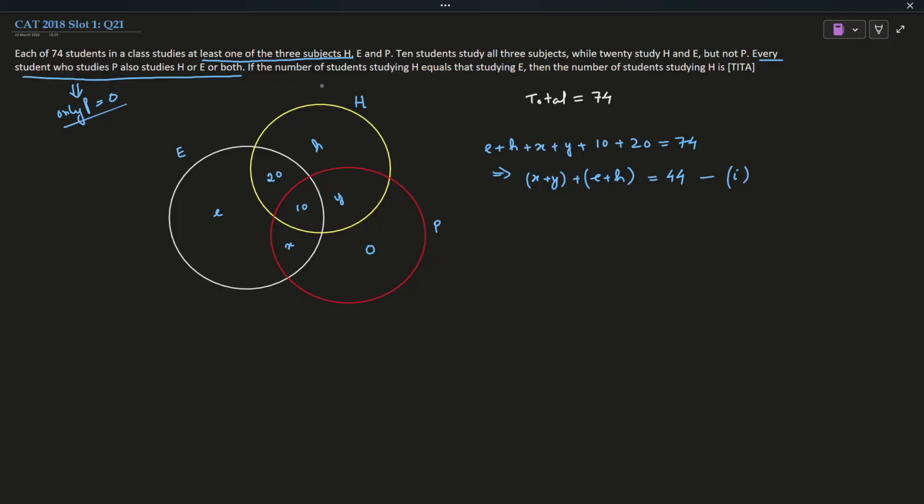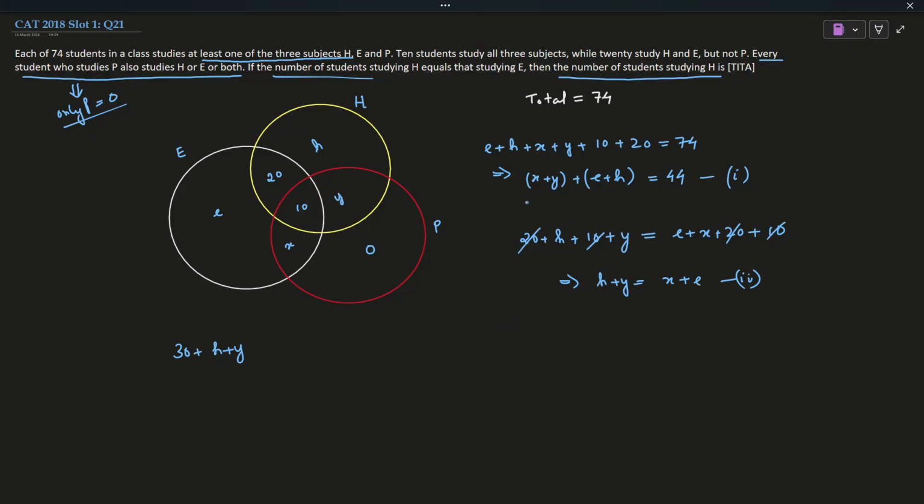First equation. Second, the number of students studying H equals the number of students studying E. How many students are studying subject H? 20 plus H plus 10 plus Y. This is equal to the number of students studying E, which is E plus X plus 20 plus 10. 20, 10, 20, 10. From here, what do you get? H plus Y equals X plus E. Second equation. I need to find the number of students studying H. The number of students studying the subject H is 30 plus H plus Y. I need to find the value of H plus Y.